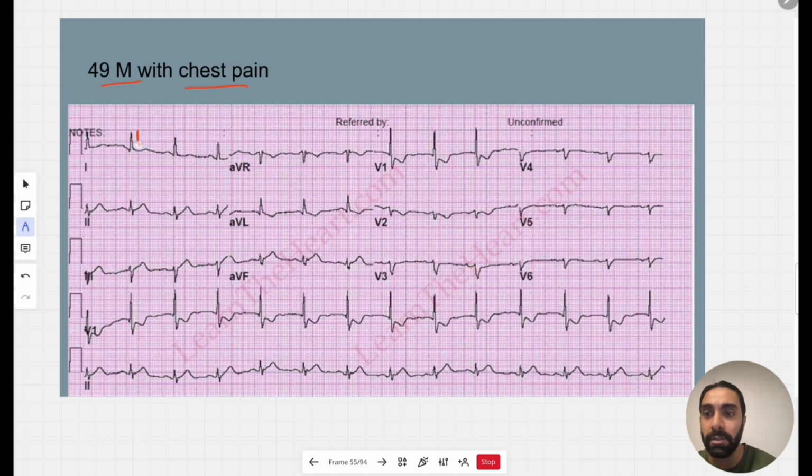Access, you have positive in 1, and a little bit of positive in AVL, so I'll call that normal axis for now. And this one's really easy to miss. Remember we talked about V1, usually everything is facing upside down. We have a pretty large R in V1 with this ST depression in V1 and V2. And so this can be a subtle finding of what I'm about to explain.